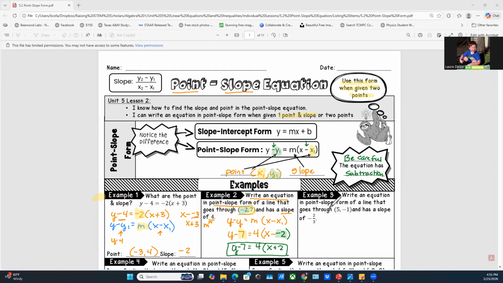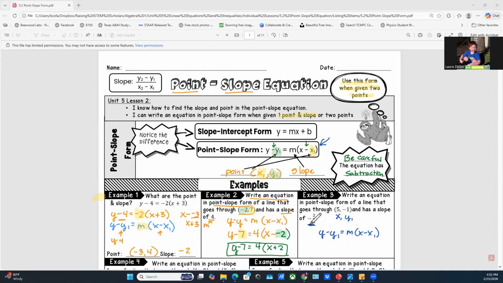It says write an equation in point slope form. And it's got the point here, 5, negative 1. So that's my x1, y1. And it's got a slope of negative 2/3. My point slope equation is that y minus y1 equals m times x minus x1. And notice I'm getting it from up here. I'm just writing down that equation.